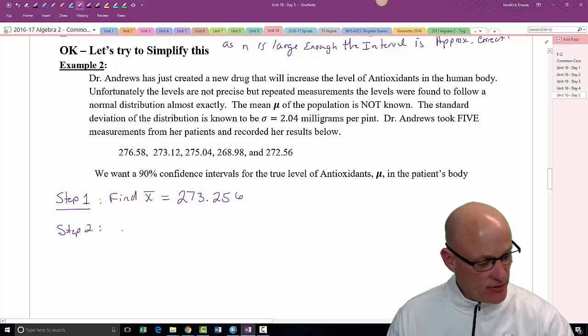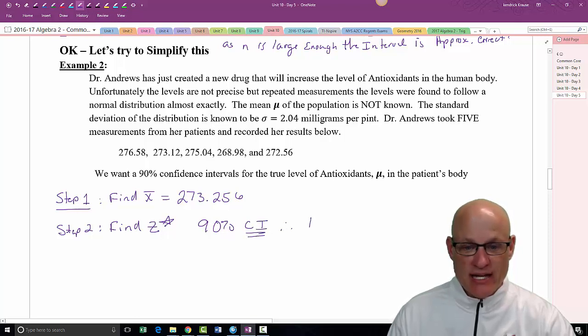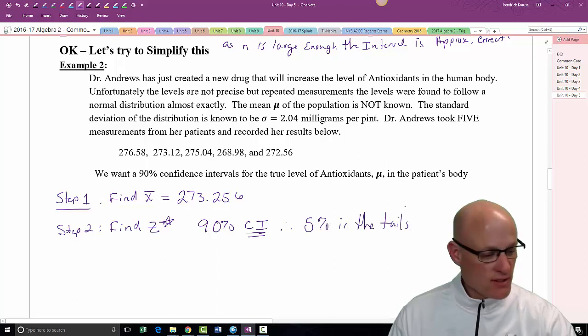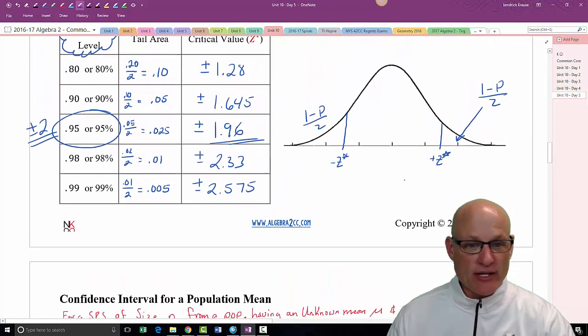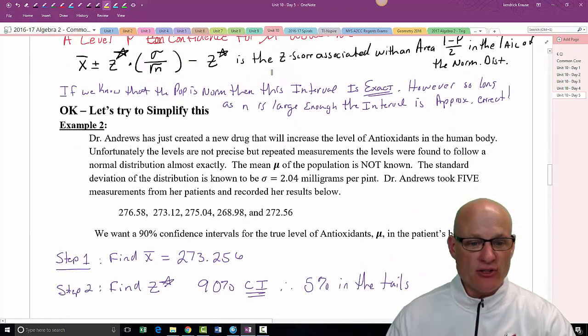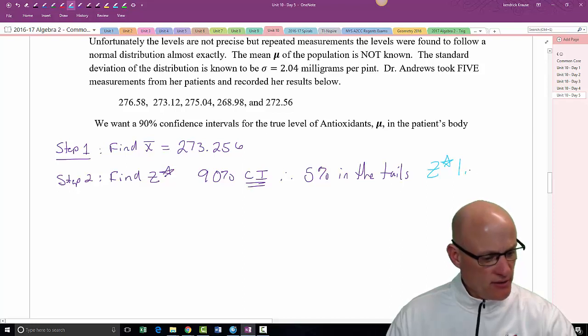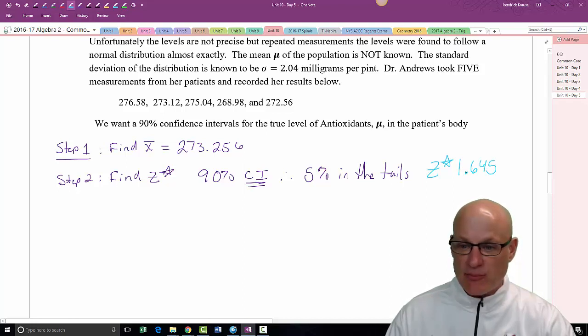All right, step 2. We want to find the critical values. So we need to find Z star. Now we want a 90% confidence interval. Well, therefore, we need 10%. Oh, not 10%. We need 5% in the tails. All right. So you can either look it up or we can go to the previous page and find out what's 5% in the tails. For 90%, we need a Z star of 1 point, it's right here, 1.645 is going to be our Z star or our critical value. So our Z star is 1.645. Now I could have gone back up and looked it in the tables, but there it is.